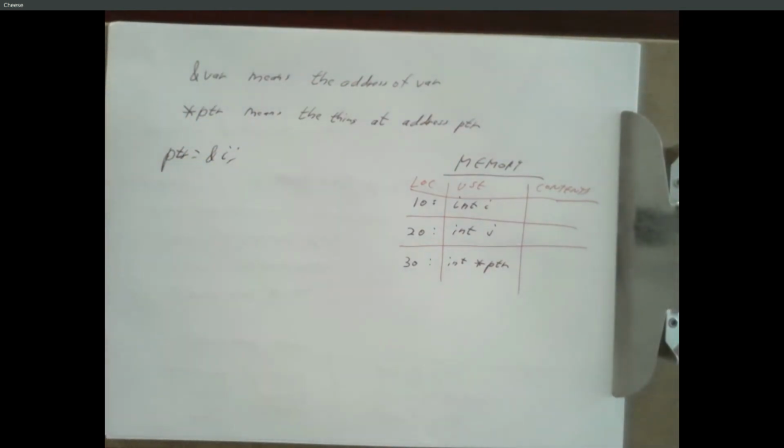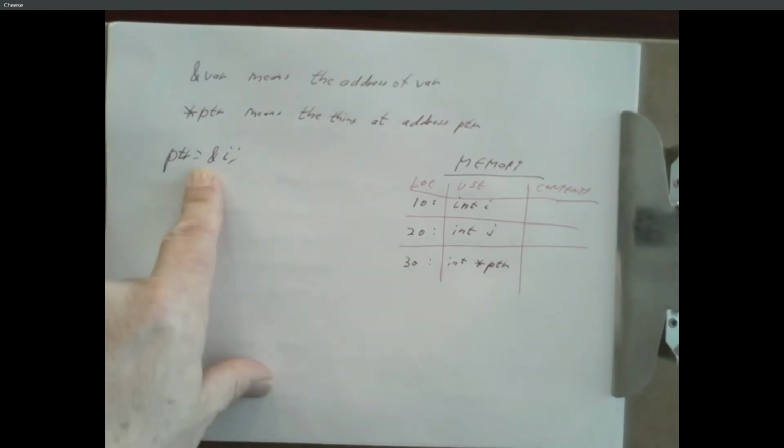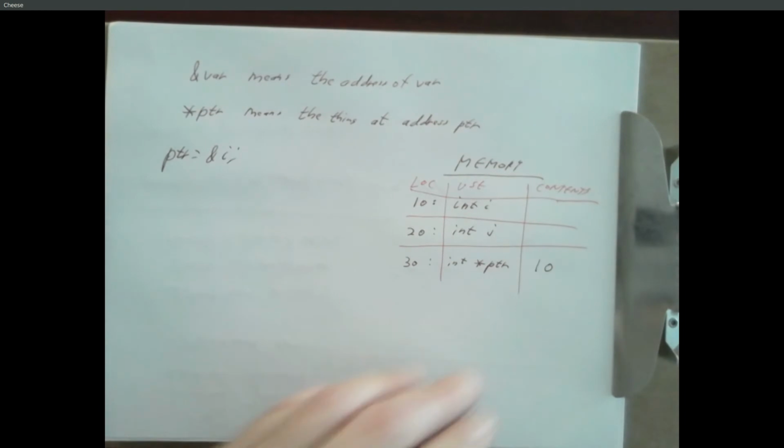So our code says pointer equals address of I. So what's going to change in our memory? Is anything going to change, or is it just going to ignore that statement? Integer I is going to be the address of the pointer. Other way around. Pointer is going to be the address of I. Pointer is going to be set equal to the address of I. So what's the address of I? 10. And where is pointer stored? Stored at location 30. So this instruction is going to put a 10 right in here.